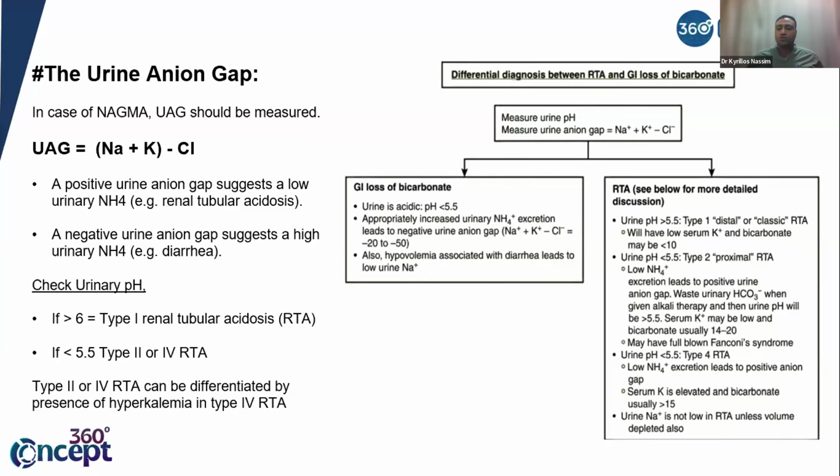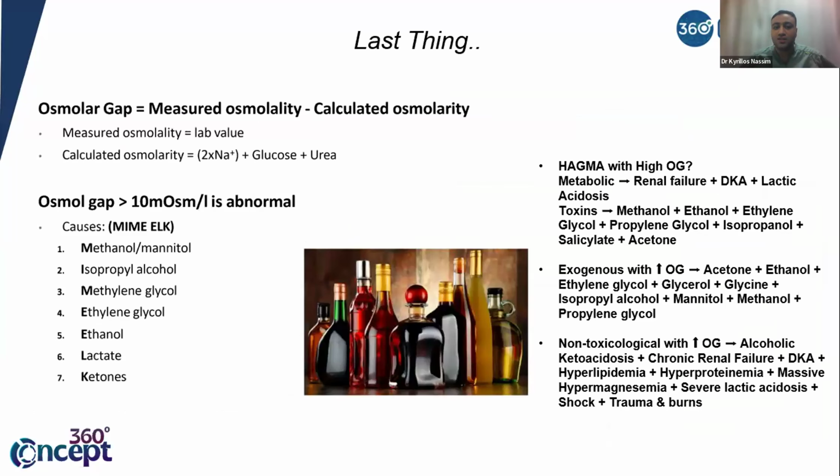So let's go to the last thing, which is called the osmolar gap. Here we can measure the osmolar gap by subtracting the calculated osmolarity from the measured osmolarity. Calculated osmolarity is 2 times sodium plus glucose plus urea, and then minus the measured osmolarity given in the question.